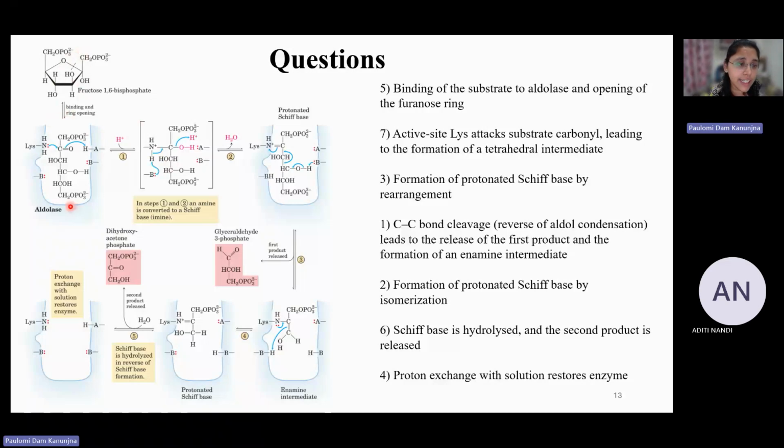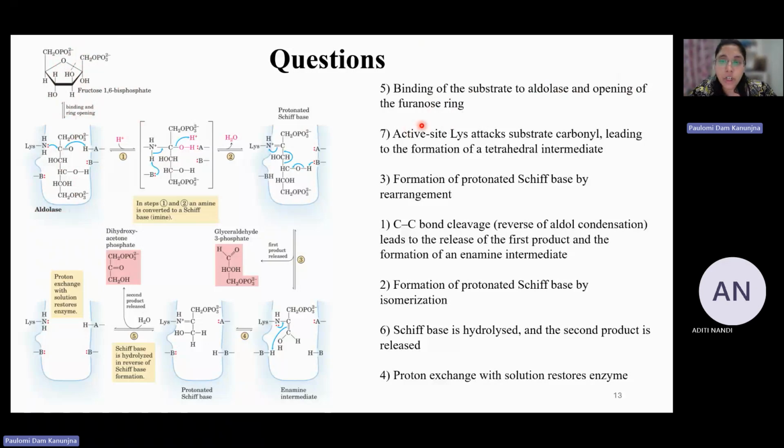So the first thing that is happening is your aldolase. So your substrate is binding to aldolase and opening. So the furanose ring of this molecule is opening. So your aldolase binds to fructose 1,6-bisphosphate and the structure opens up. That was the cue of understanding that this is what's going to happen.